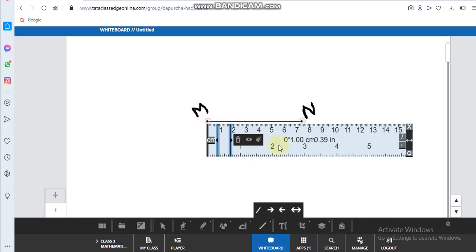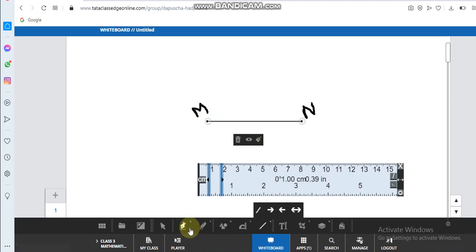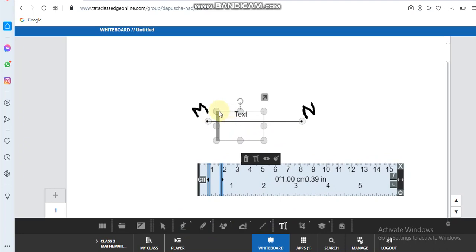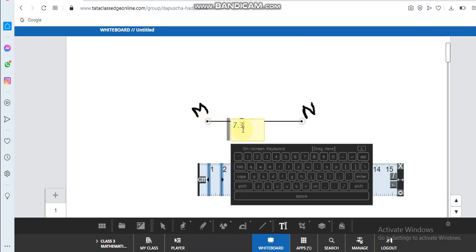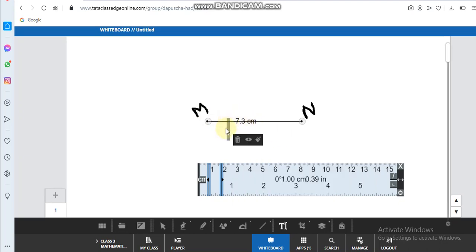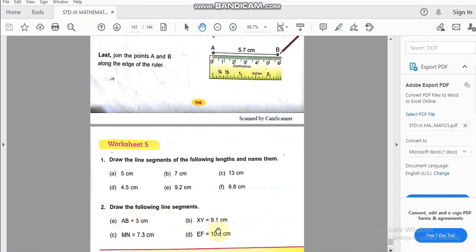So this line segment is of 7.3 centimeter. Write that. You must write down the names also and what is the measurement of your line segment. So MN 7.3 centimeter. So like this only you have to do the rest of the questions. Okay. So we have completed this chapter. So let us play one quiz.